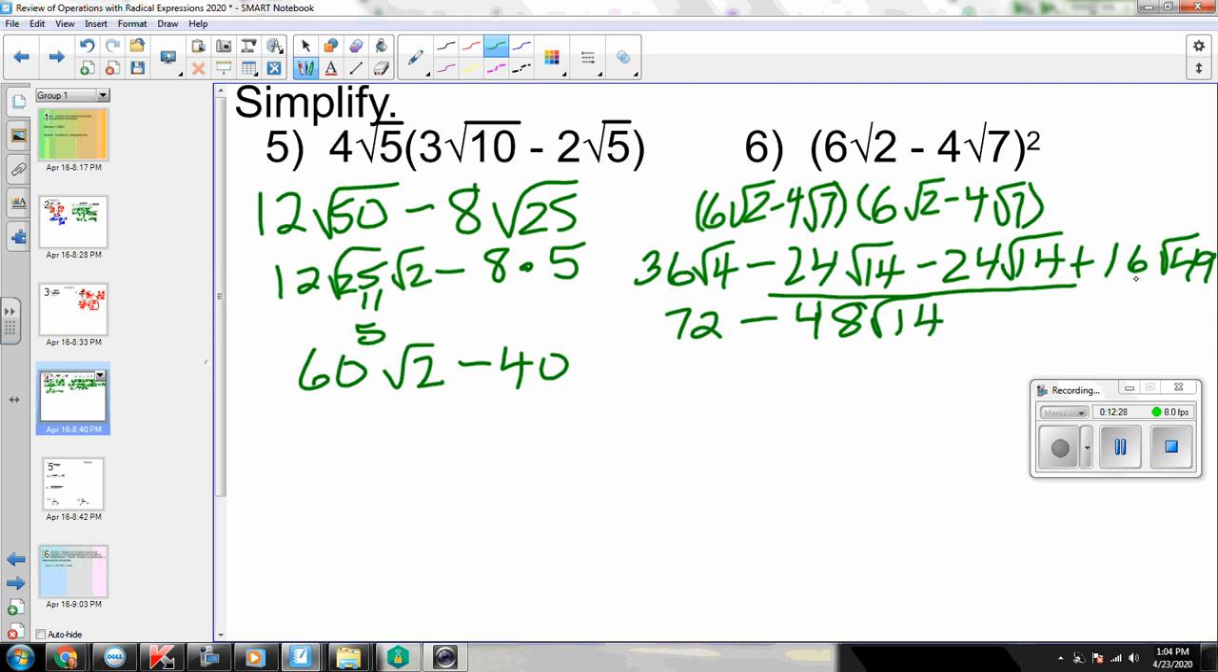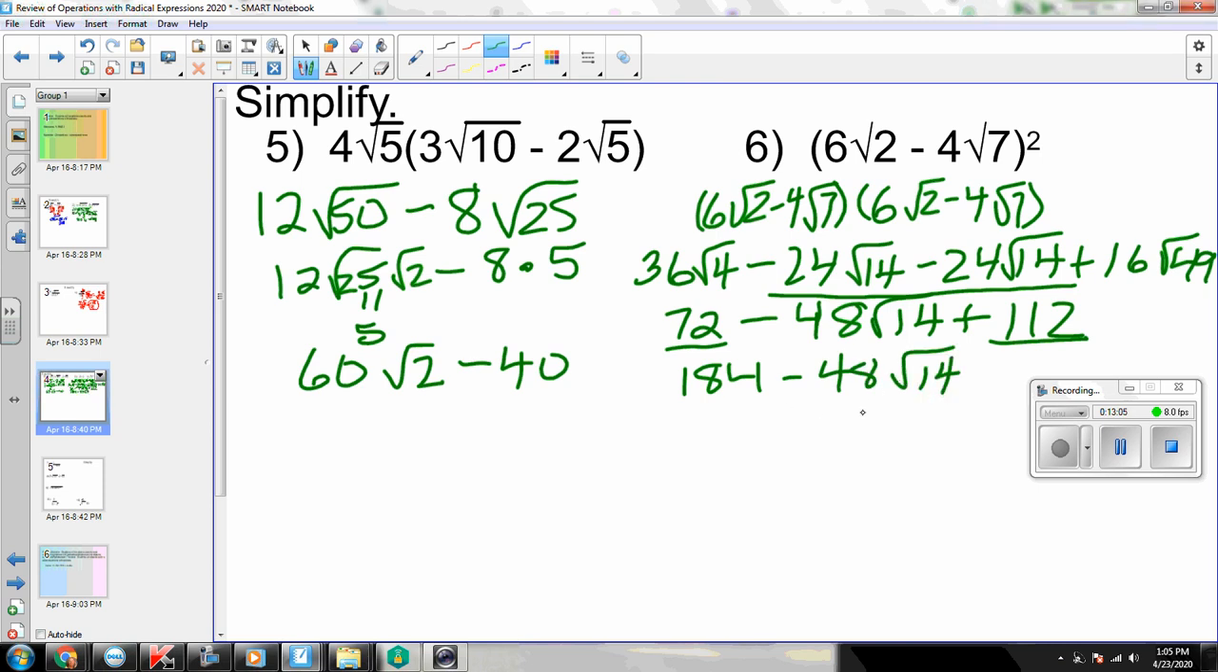And then at the end, my last term gave me 16, but I have the square root of 49. So the square root of 49 is 7. So what I'm going to do is take 16 times 7, and that would be 112. I'm looking to see if I can simplify any further. I have a constant here, 72, and a constant here, 112. So I can add that together to get 184 minus 48 radical 14.